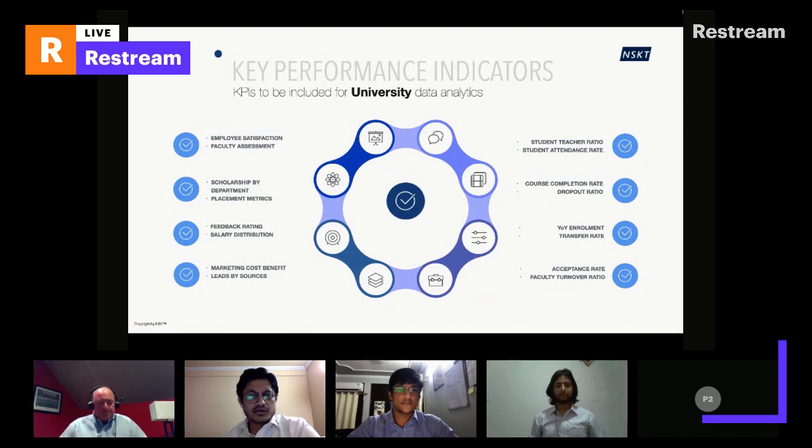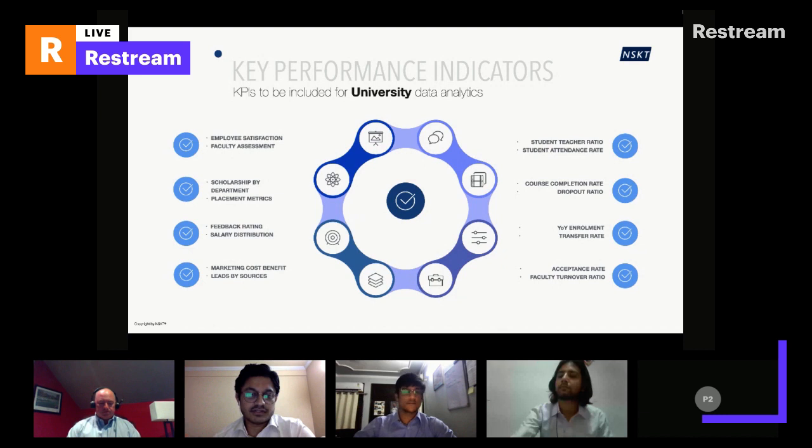So we research a lot of universities, and we find that there are a lot of challenges with the universities. So in terms of their performance, we identified some key performance indicators that they have to track, so that their performance can be measured. Starting with the first, employee satisfaction. The faculty assessment is a very important KPI, which measures the assessment of the faculty, how the faculty is delivering the courses, and what their feedback is.